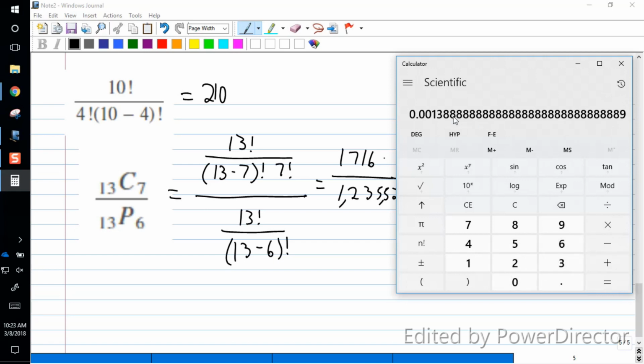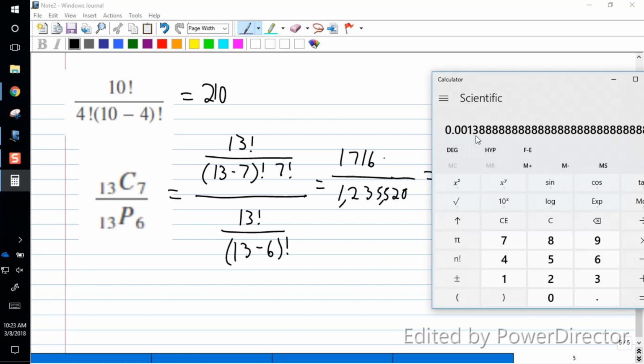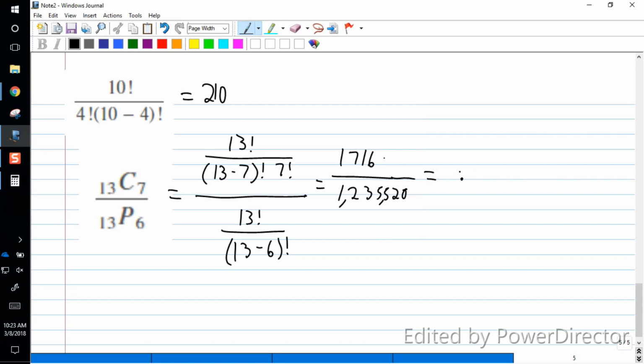All right, so if I round this, it would depend on what the directions say. They'd probably say round to like 4 places or 5 places. If I round to 4 places, it'd be 0.0014. It's about.